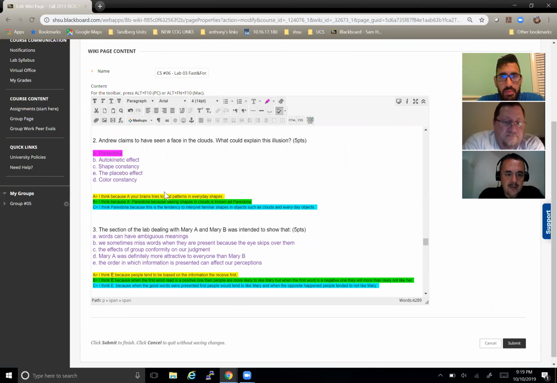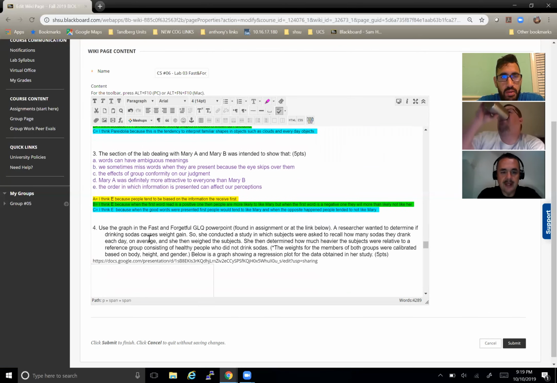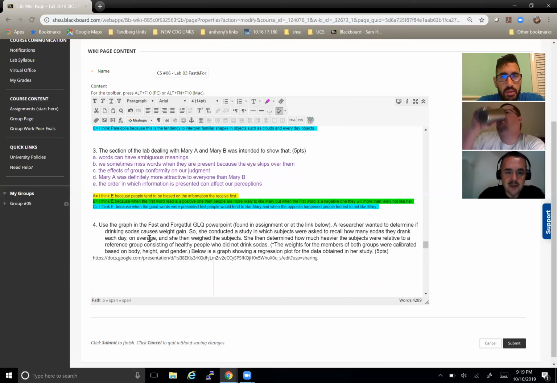Yep. All right. The section of the lab dealing with Mary A and Mary B was intended to show, and we all picked E, that the order in which information is presented can affect our perceptions. If I recall, it was how the order of words was put. If negative words were at the top, people picked negative, and if positive words were put at the top, then people said she was likable. Yep. First impressions matter.